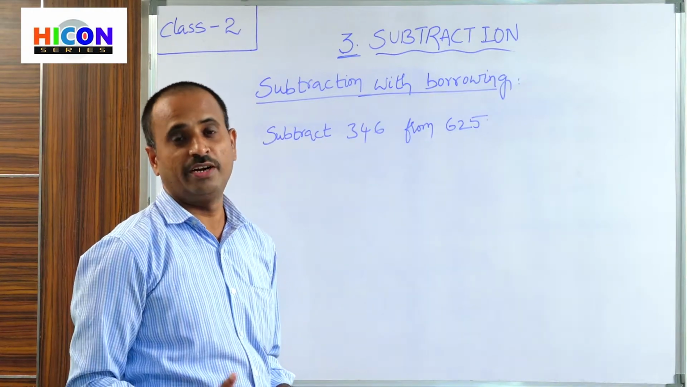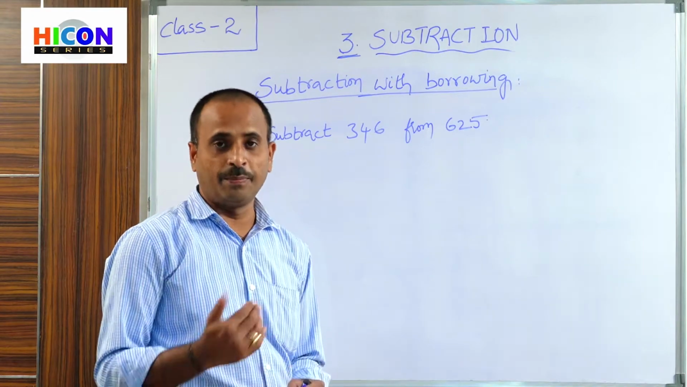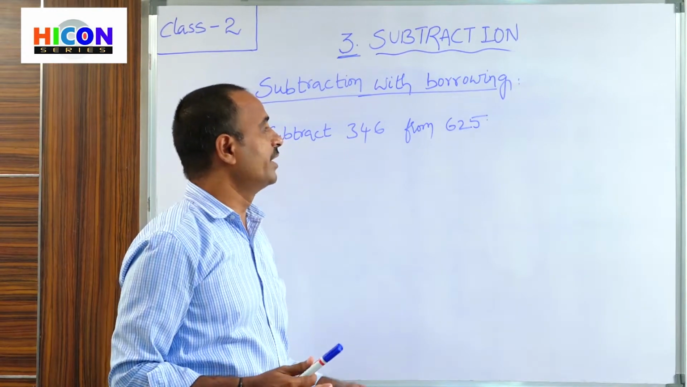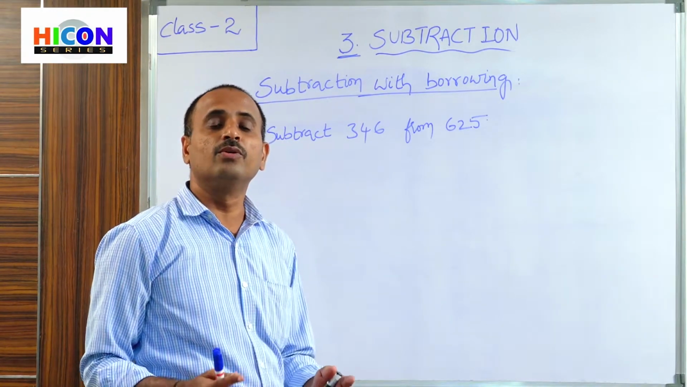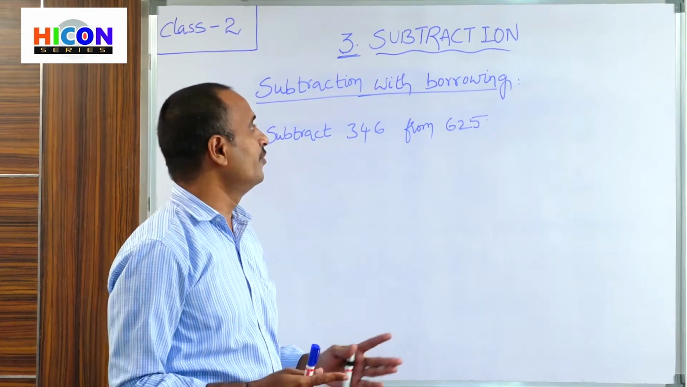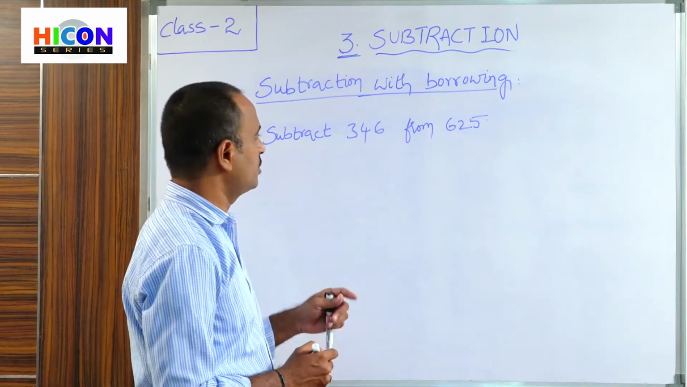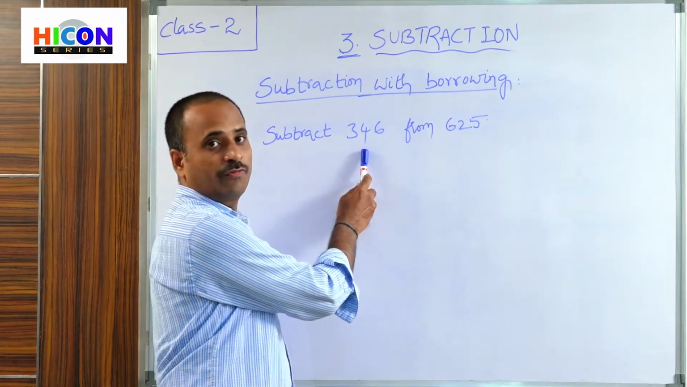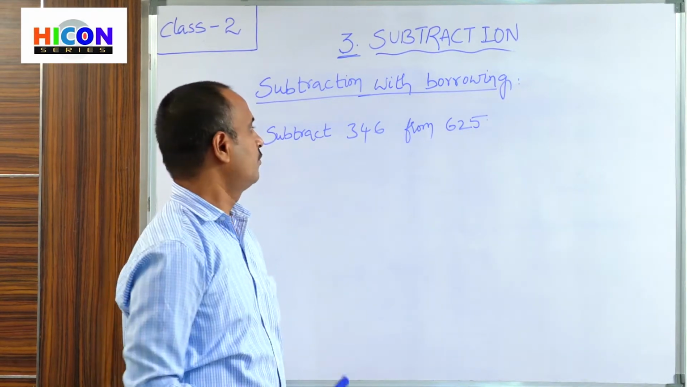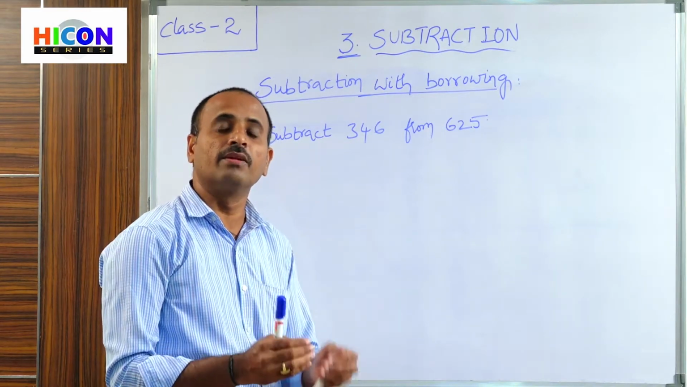Children, up to now we have discussed the subtraction of 3-digit numbers without borrowing. Now our topic is subtraction with borrowing. How can we get borrowing and how can we do the subtraction of 3-digit numbers? Let us see an example. How can we get borrowing if the subtraction is not possible? Let us see an example. Subtract 346 from 625.